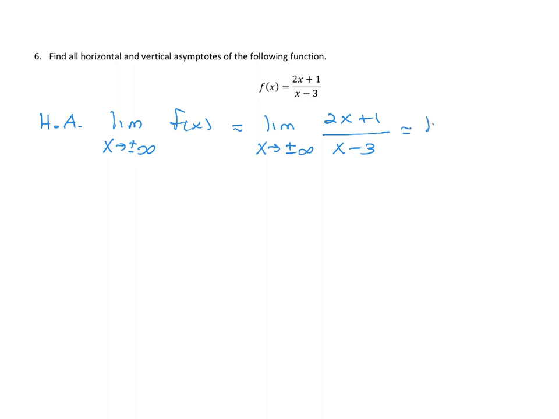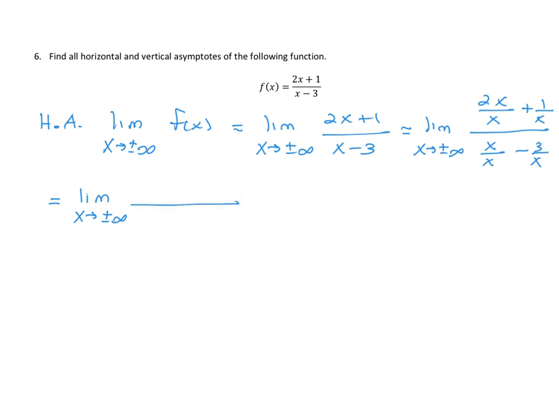Our trick for dealing with this is to divide the top and bottom by the highest powered x term from the denominator, which is x. So that's 2x divided by x plus 1 divided by x. Then we have x divided by x minus 3 divided by x. So this is the limit as x approaches either plus or minus infinity of 2 plus 1 over x divided by 1 minus 3 over x. The 2 and the 1 don't change, but 1 over x and 3 over x go to 0. Therefore, we have 2. So y is equal to 2 is our horizontal asymptote.